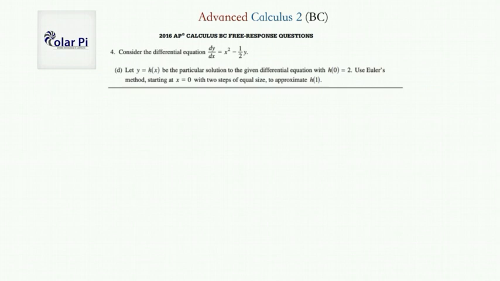Now, quickly read the question. Things to highlight are that y is equal to h of x, and the derivative of h, dy/dx, is given by this expression, and that the point (0, 2) is on the graph of h. That's what this is saying. And we're using Euler's method starting at x equals 0 with 2 equal step sizes, and we're doing that to approximate h of 1.